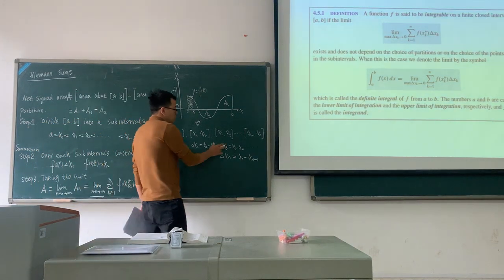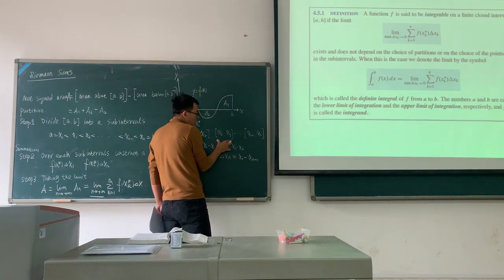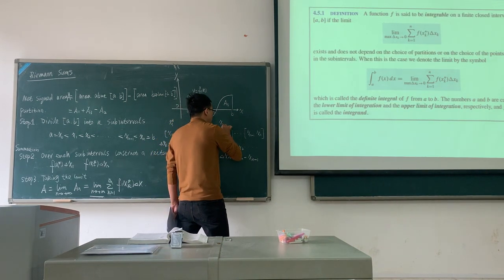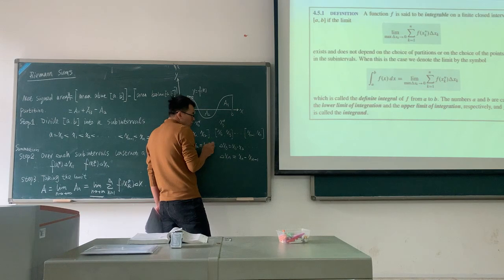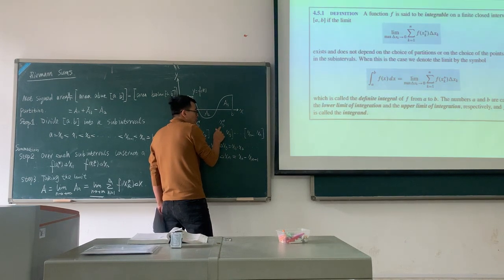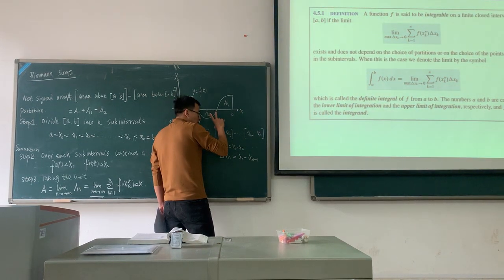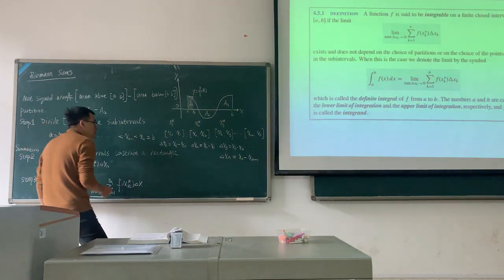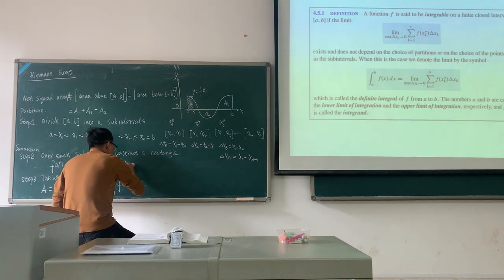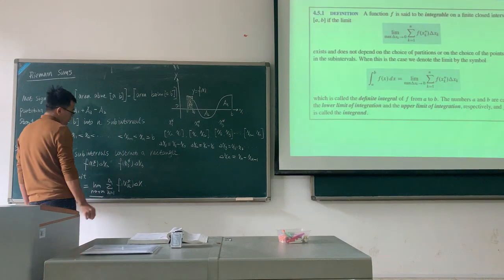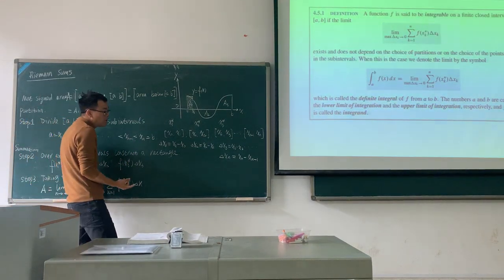For the third subinterval, we choose a point x3 star, and we use delta x3 as the base of the rectangle and f(x3 star) as the height. So the area of the third rectangle is f(x3 star) times delta x3. We go on like this.